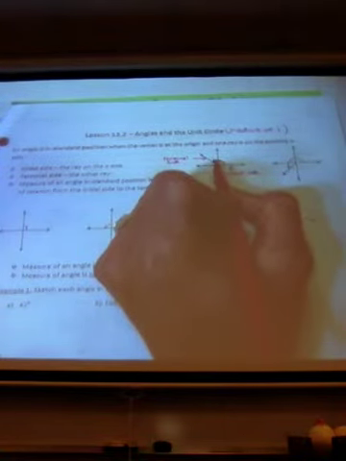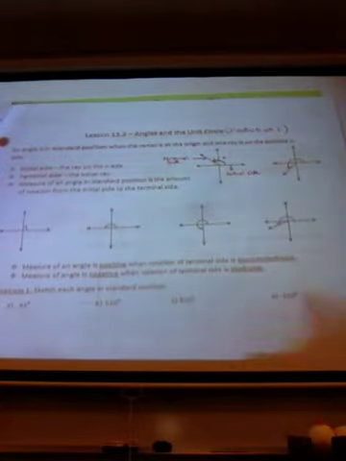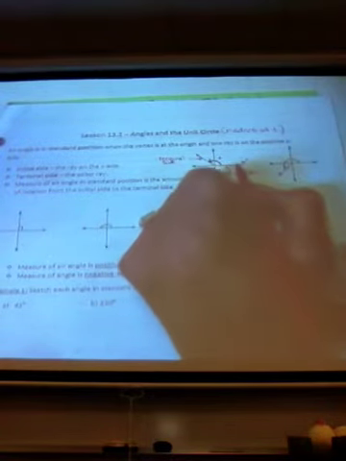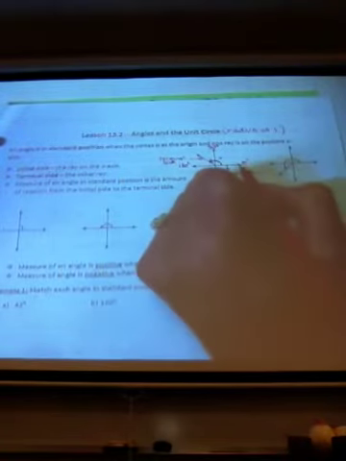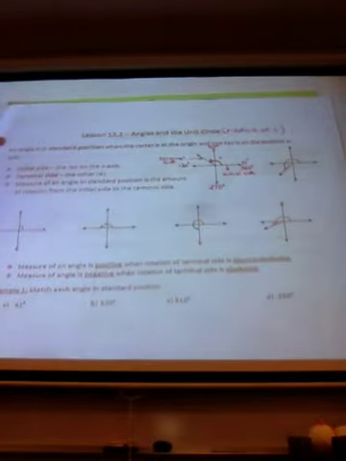Here we go. The measure of an angle is positive when the rotation of the terminal side is counterclockwise. So going this way is a positive direction. It will measure a positive angle, and it's starting at 0 degrees. This is considered 0 degrees. This is 90 degrees. This is 180 degrees. This is 270 degrees. And if you go a full circle, this is back at 360 degrees.